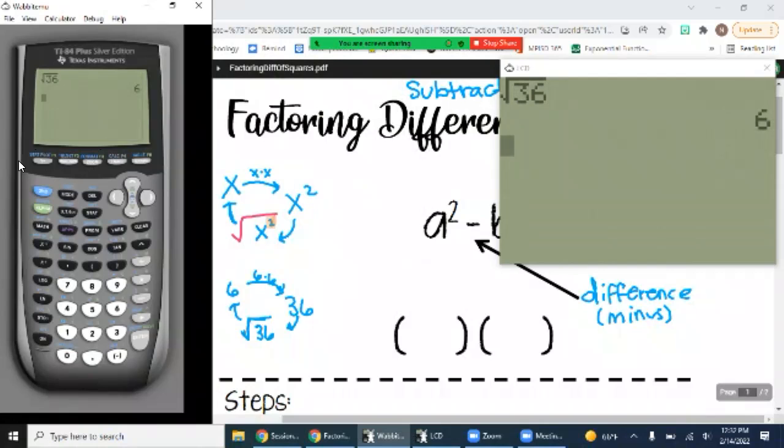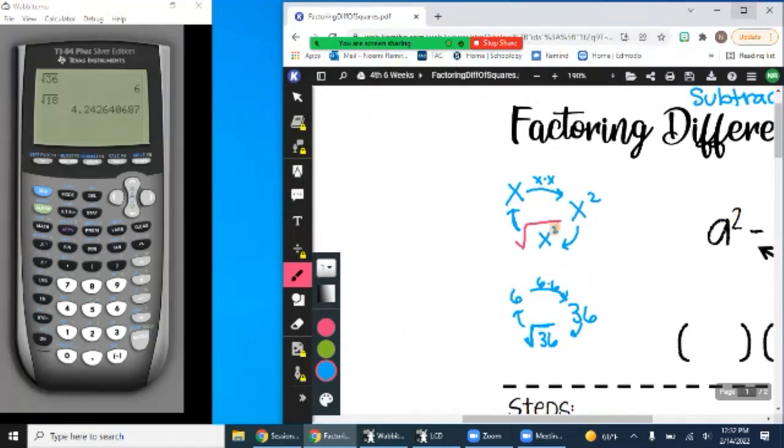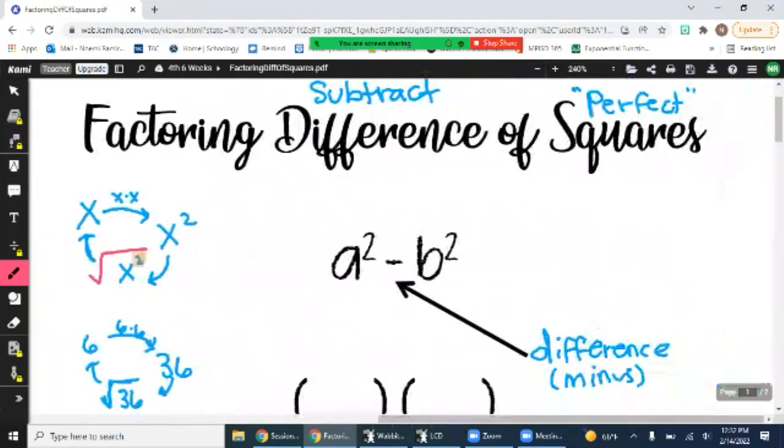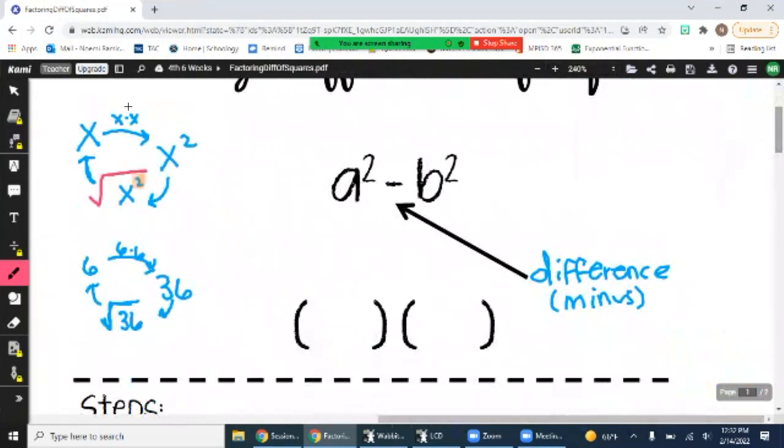What if I give you another number? Let's try the square root of 18. What do you get? You get a decimal. 9 times 2 is 18, but not 9 times 9. 9 times 9 is your perfect square. So if you get a decimal, it's not considered a perfect square. When you do have perfect squares, and I will show you how to recognize that, what you're going to do is take the square root of both values. So I'm going to take the square root of a squared, square root of b squared.